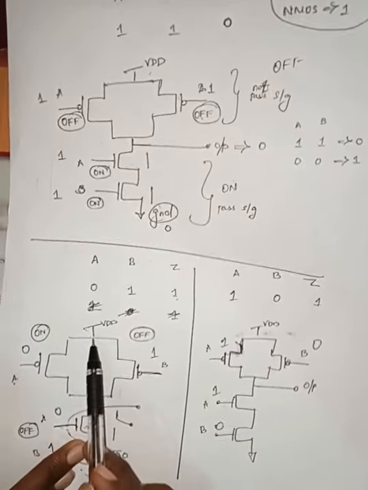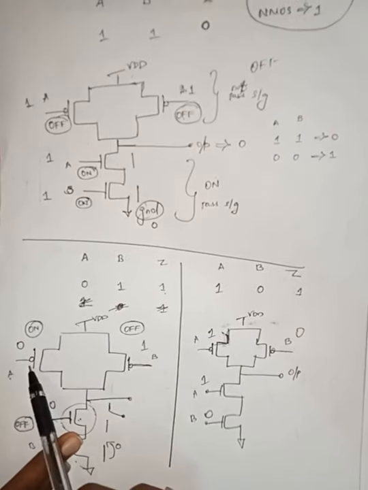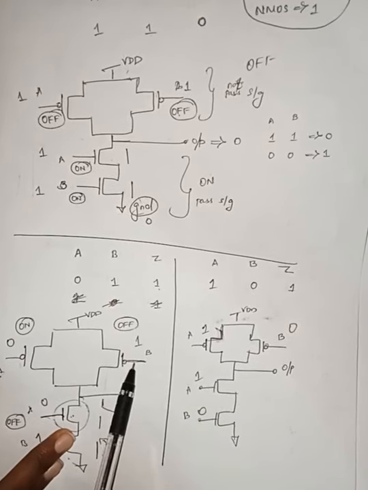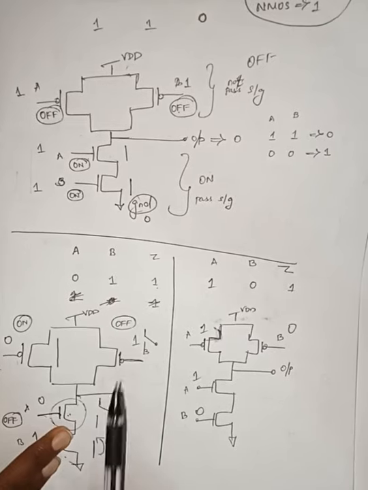And now in the pull-up network, this transistor is on and this transistor is off. That is, this transistor is short circuited and this transistor is open circuited. The basic difference is that PMOS is connected in a parallel circuit.